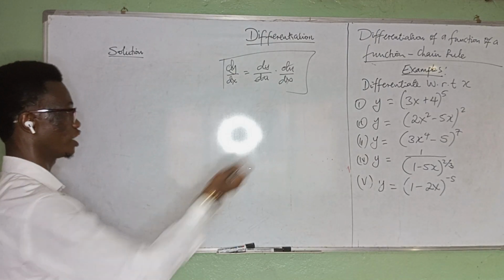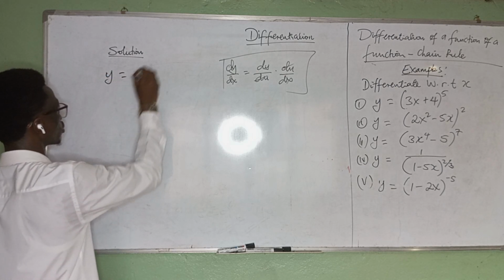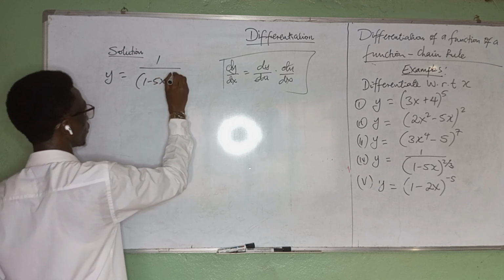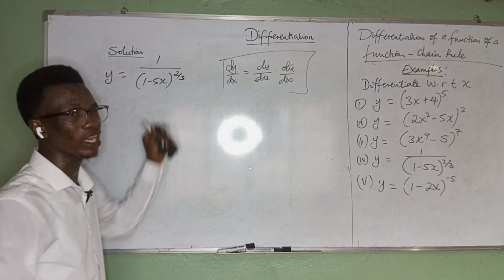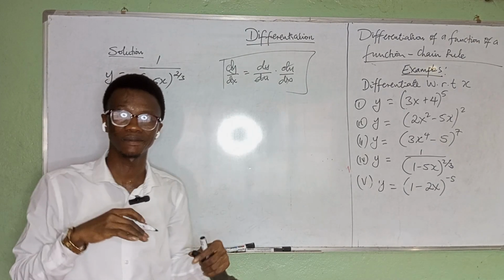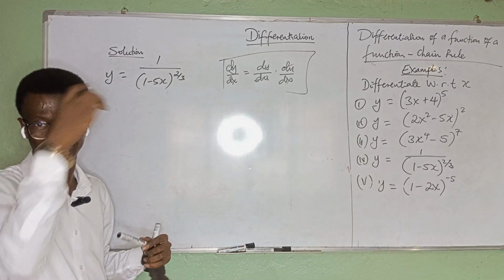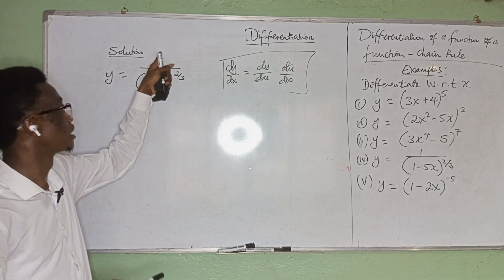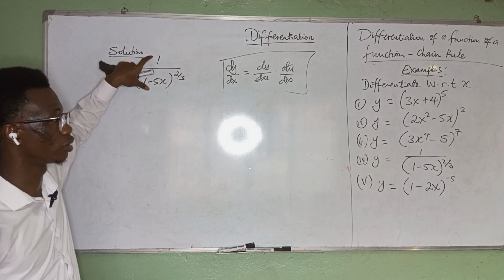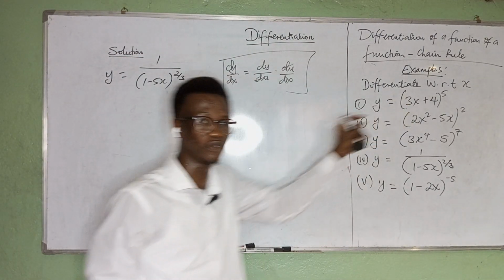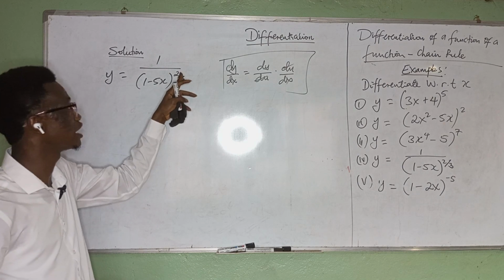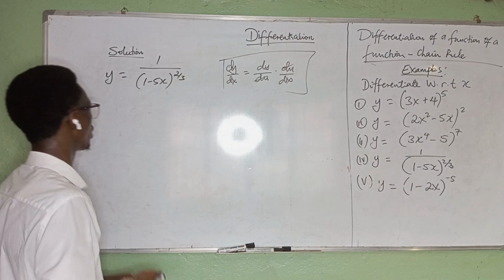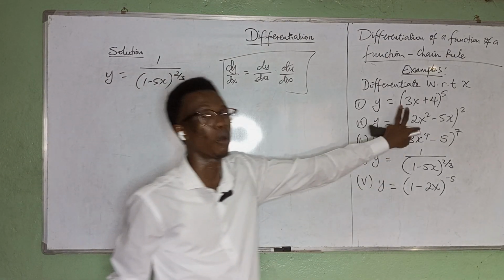It says y equals 1 over (1 minus 5x) all raised to the power 2 over 3. When you see this one, we have a power here. There are two things here that are totally different from the other problems we solved. One, this is more like a division, whereas in all of these we are not in any form of that. And again, the power is a fraction, whereas in the ones we solved it was not. So the first thing you have to do is change it to this form.